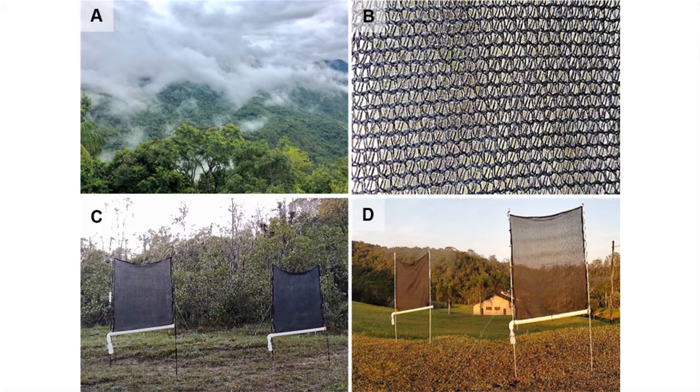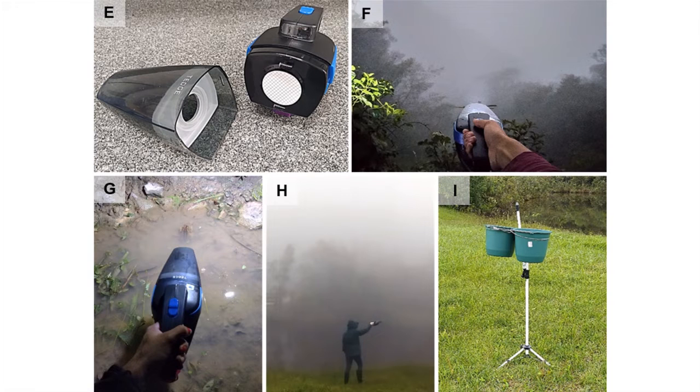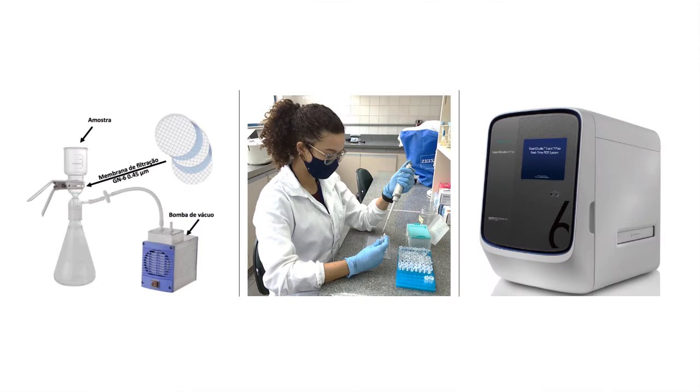Figure B is the mesh we used in the nets we call fog catchers, that we can see in figures C and D. These fog catchers collected the fog in the form of water. Figure E shows the filtration membrane attached to the aspirator, and for rainwater samples, we used a rain trap composed of 2 buckets suspended 1 meter above the ground, attached to a tripod, as we can see in figure I. So, all the water samples were vacuum filtered, and the membranes were submitted to DNA extraction and qPCR analysis.